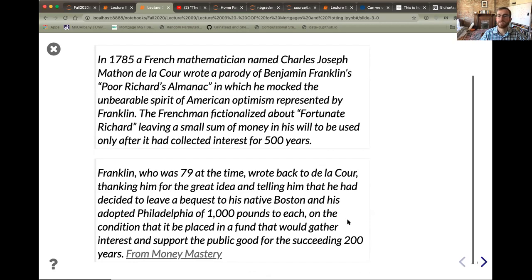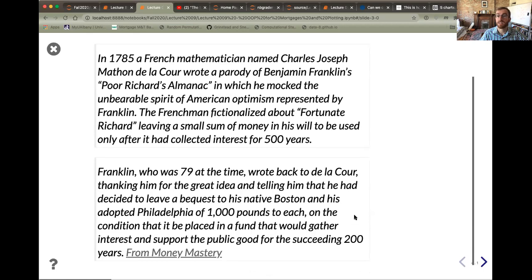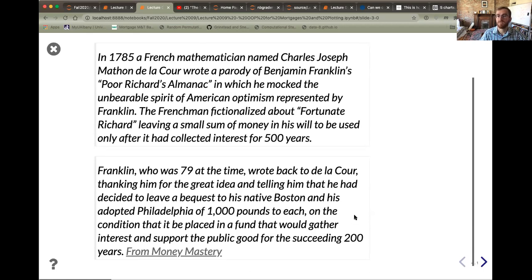£1,000 with 200 years of compound interest ends up earning quite a lot of money. So both Philadelphia and Boston ended up with millions of dollars to invest on things that Ben Franklin would have liked to see.